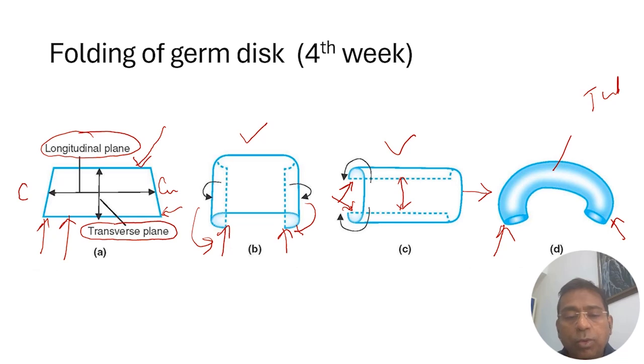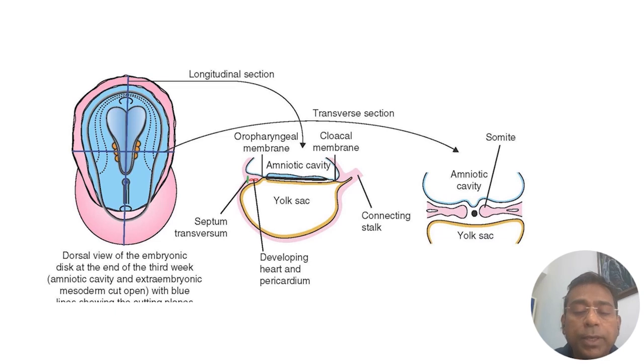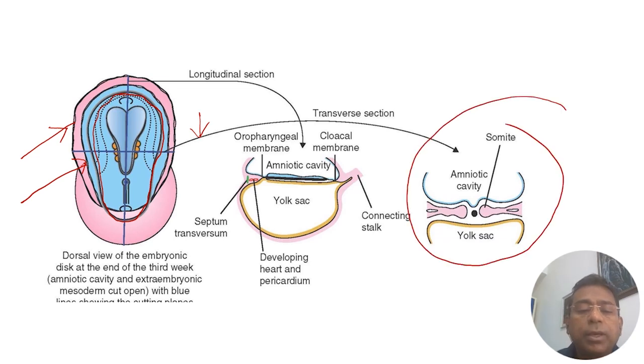Now we will correlate this with the germ disc before it begins to fold. Let's get oriented. In the first figure, the amniotic cavity has been cut open. What you are seeing here is the cut edge of the extraembryonic mesoderm, and that's the amnion which has been cut open. And this is the germ disc on the dorsal aspect. Now, a transverse section of this disc is represented here, and the longitudinal section is represented here.